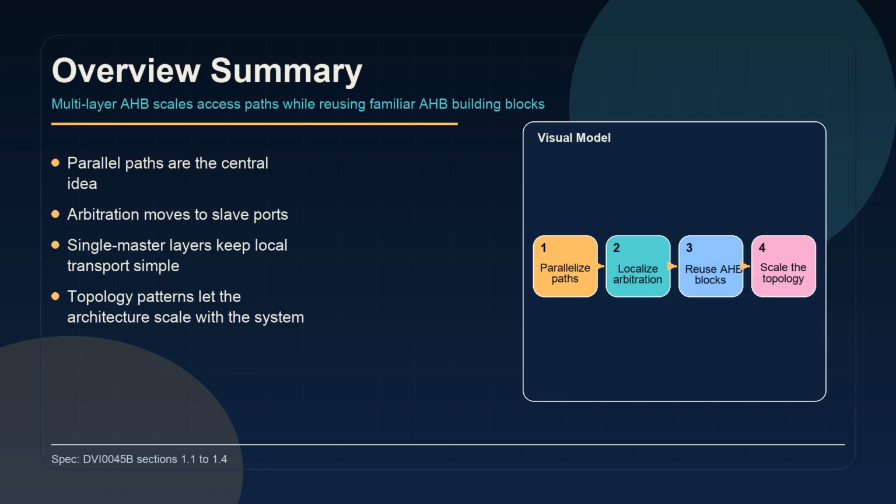The overview takeaway is that multi-layer AHB improves available bandwidth by parallelizing access paths, localizing arbitration, and reusing established AHB components. It is a topology play, and that is the right mental model to keep as the series moves into deeper protocol videos.